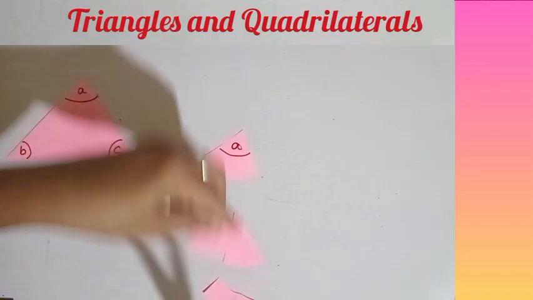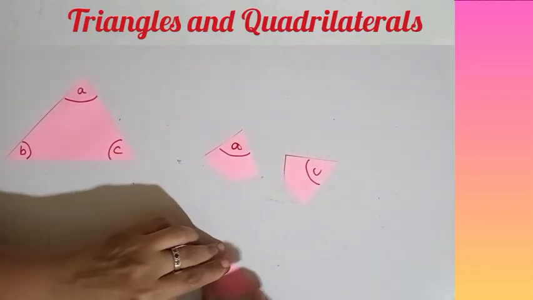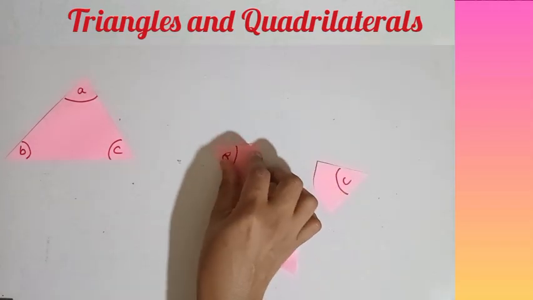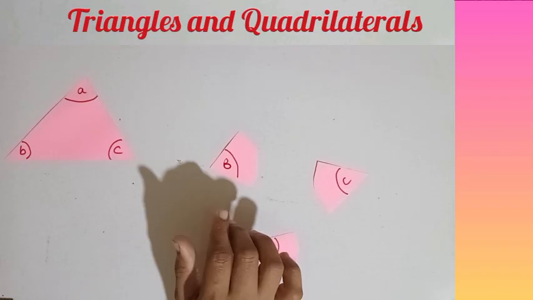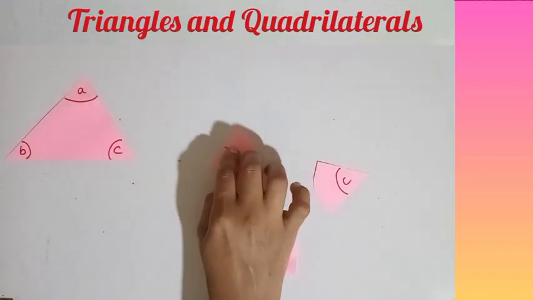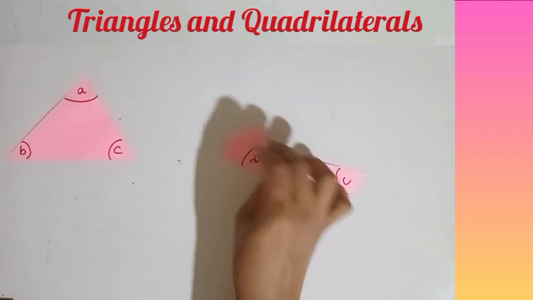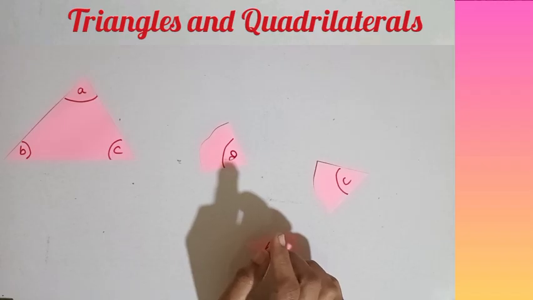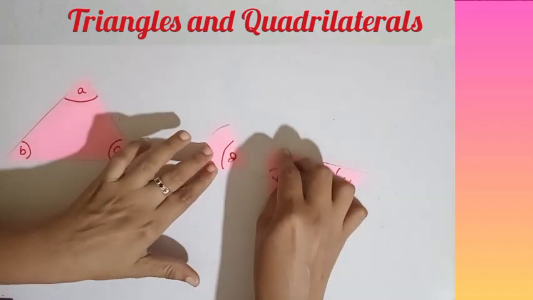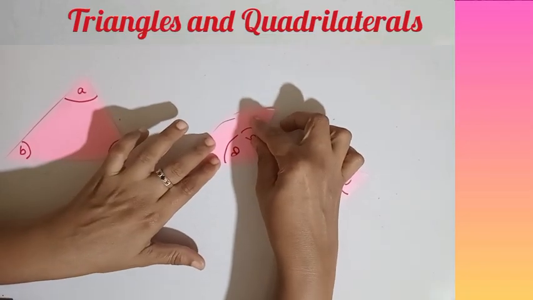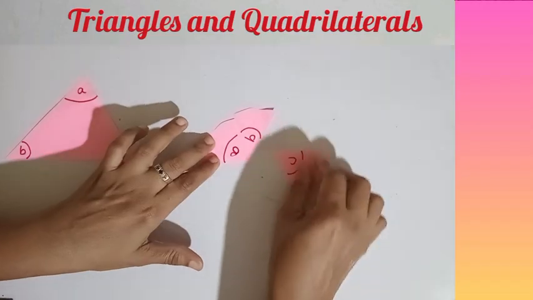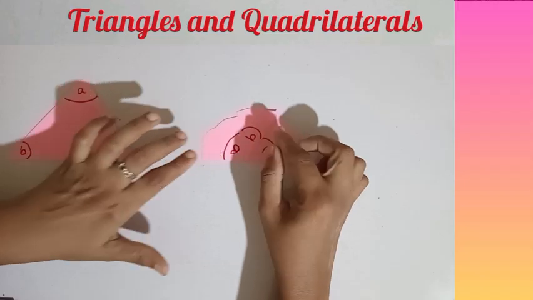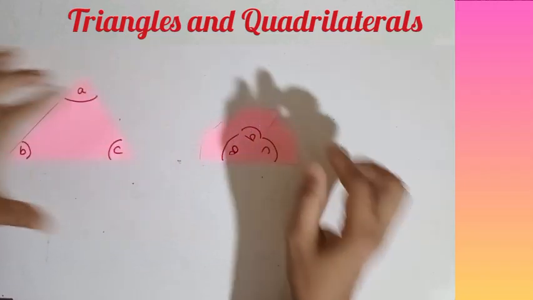Now I have separated the three interior angles. Now we have to paste the three angles on a straight line such that the vertices of all angles should lie at one point. There can't be any gaps or overlaps between the angles. So we have to paste like this. Here I have kept the three interior angles on one straight line like this.